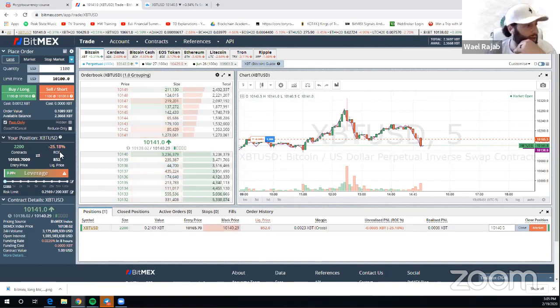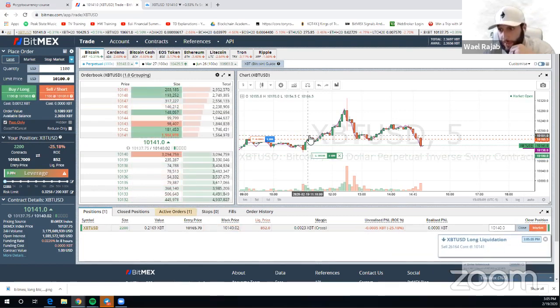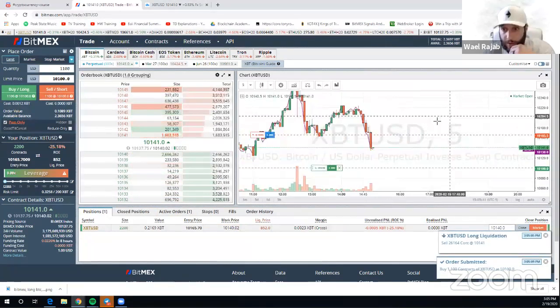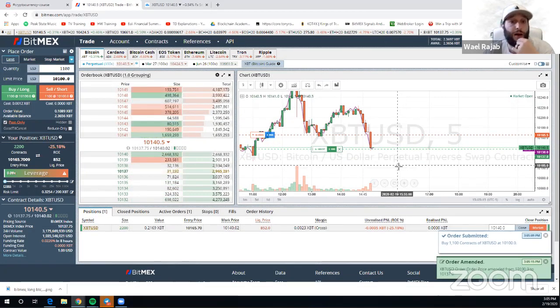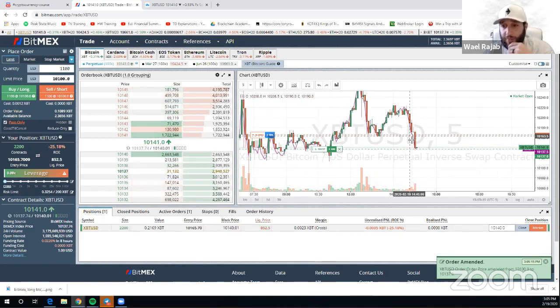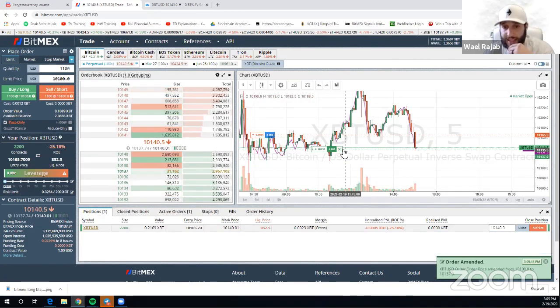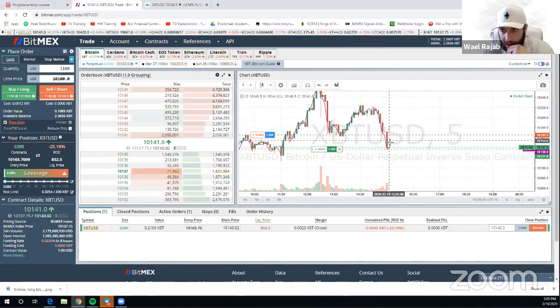I might just keep adding here. I'm just waiting for more signals. I'm going to add. I would be waiting for more signals. You see what I'm doing? I'm averaging my price down. As soon as this hits, I hope you guys are watching when it hits. It's going to take my buy and put it around here, hopefully.